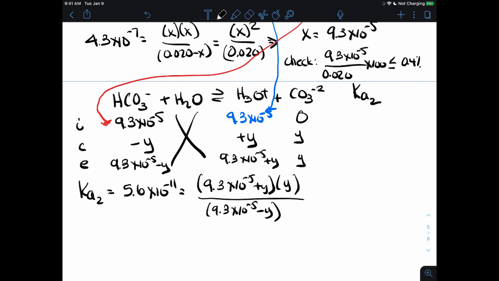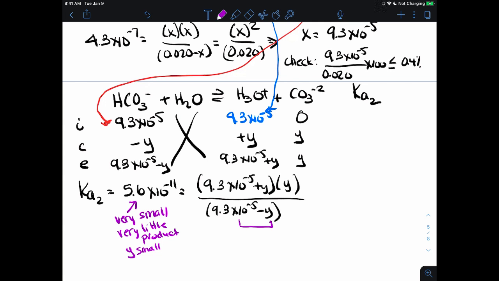That's definitely still doable with a quadratic, just a lot of work to get it even into the potential formula to then plug into the quadratic. So let's see if we can do some assumptions to maybe neaten up the math here. So down here, we've done this assumption before. We know the k value is very small, which means we're going to have very little product, which means y is very, very small.